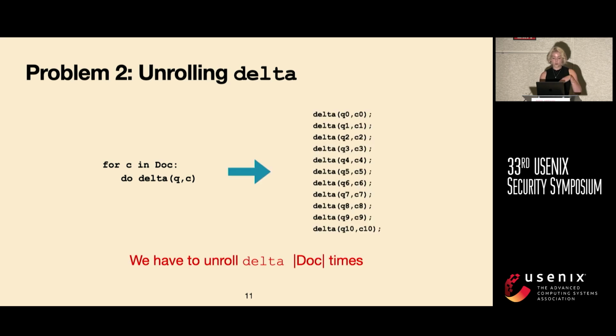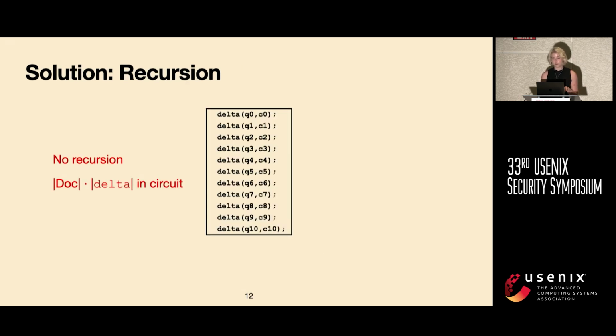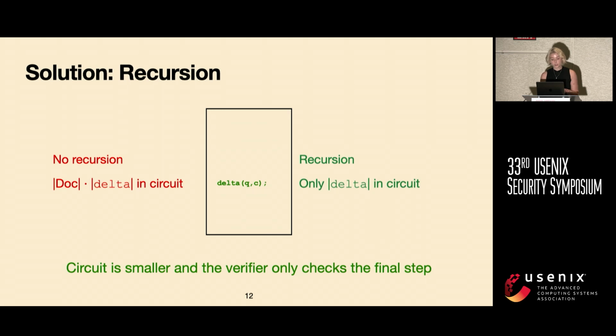The second problem with the naive approach we talked about is this process of a for loop iterating over every single character in the document. What this means in practice is that we're going to have to unroll this for loop in the circuit, meaning we're going to have to instantiate delta once for every character in the document. The solution? A recursive proof system. Without recursion, we're going to have multiple instantiations of delta in the circuit. With recursion, we only instantiate delta once in the circuit. This means our circuit is smaller, and the verifier only has to check the final step.